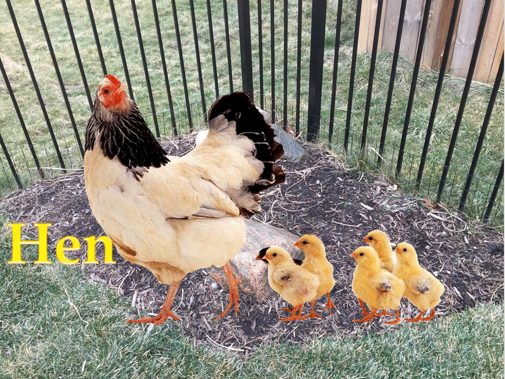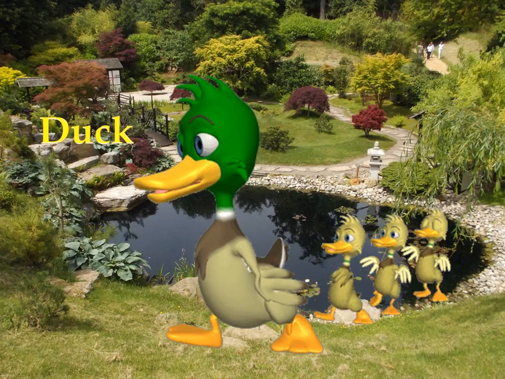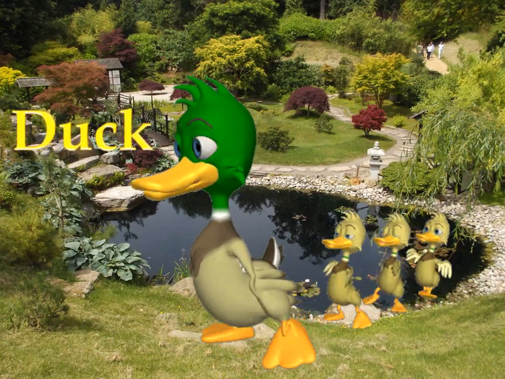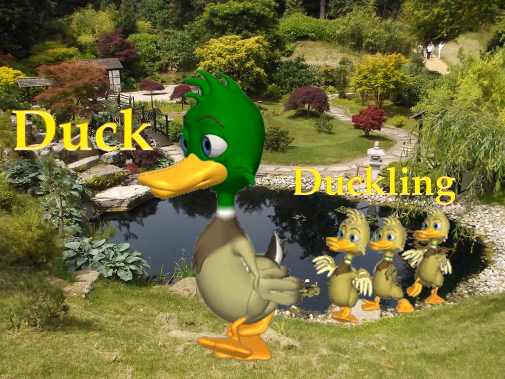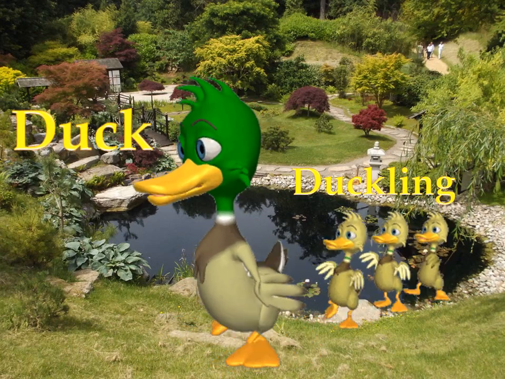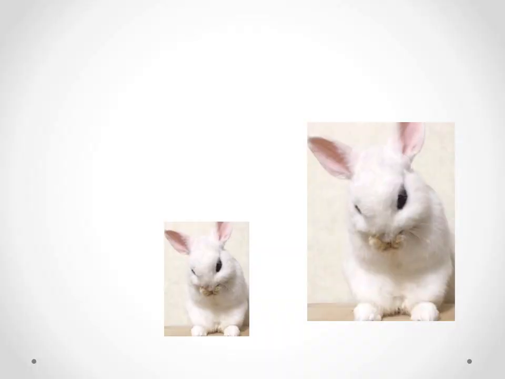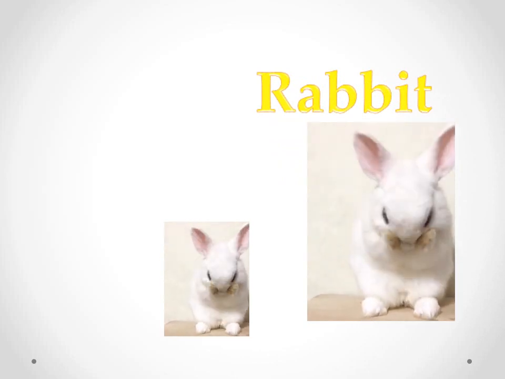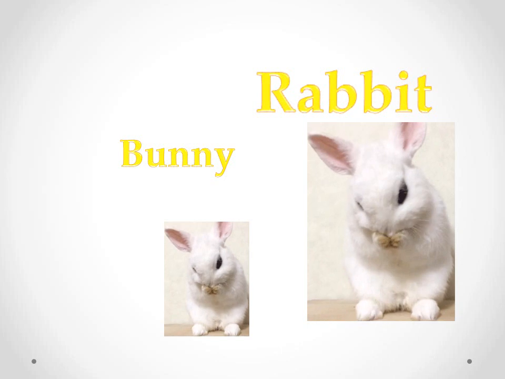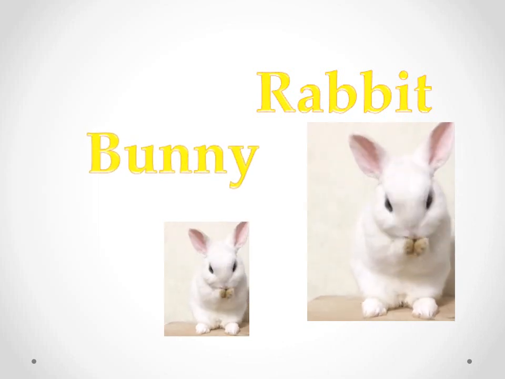Hen babies are called chicks. Duck babies are called duckling. Rabbit babies are called bunny.